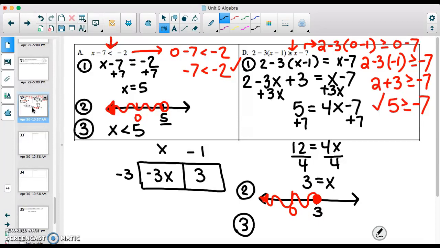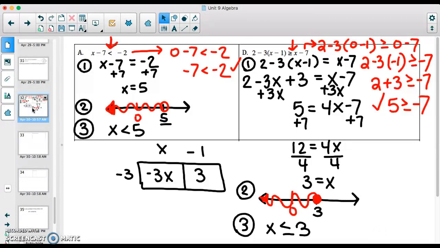My last step is to create an interval based on this. And so I would say my solution are all the x values less than or equal to 3, because that 3 is included. Because I shaded to the left, it's less than. Because it's a filled in dot, it is or equal to. So those are our first two.